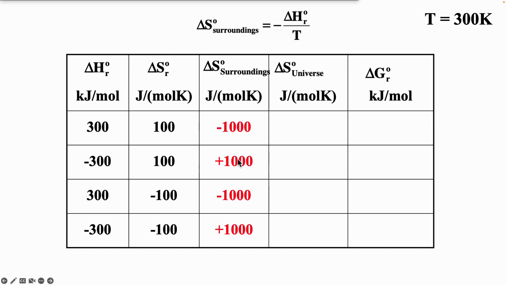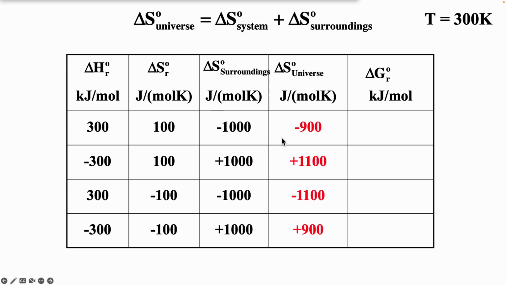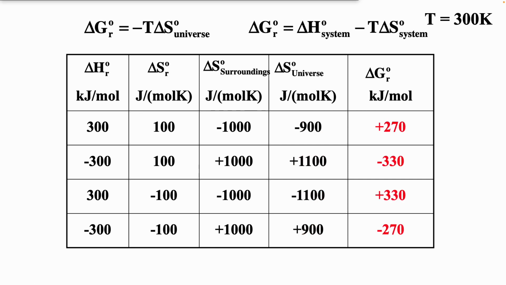Now, for delta S of the universe, all we have to do is add up the system plus the surroundings. And so 100 minus 1,000 gives minus 900. And so right away we can see that the second reaction here should be spontaneous at 300 Kelvin, and then the last one should also be spontaneous at 300 Kelvin. Now, to calculate delta G, we could either do delta H minus T delta S, or we could just do minus T delta S of the universe, and we should get consistent results. So we could use either of these two equations, and we should get the same answer.